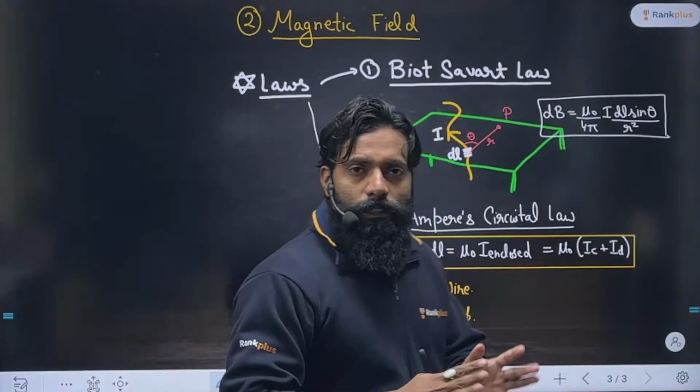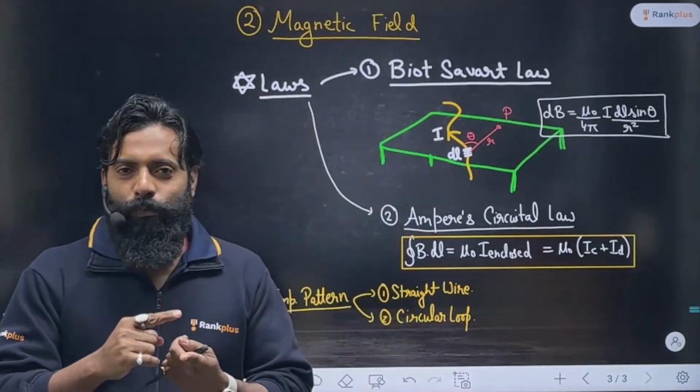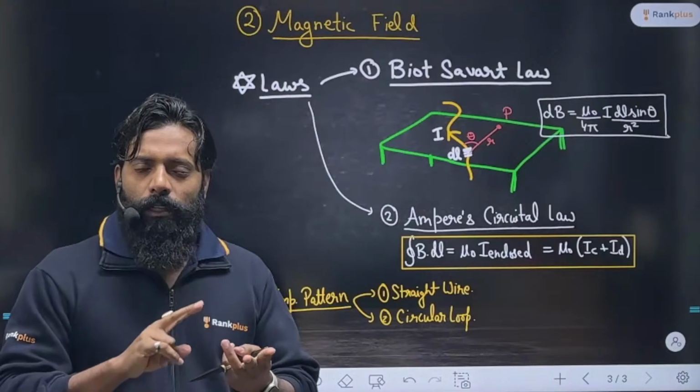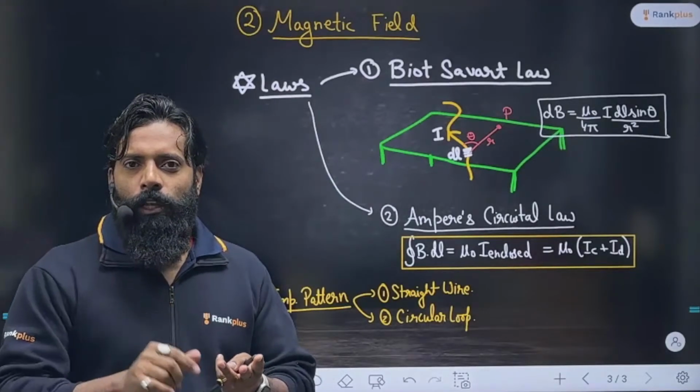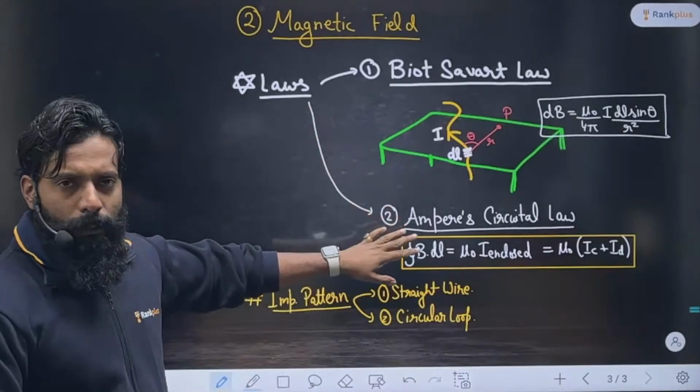Okay, I hope that this is clear. The first one was about the force, the magnetic force. The second one is about the torque. Torque is equal to B now. The third one is about the magnetic field. For calculating the magnetic field, we have only two laws, the Biot-Savart law and the Ampere circuital law.